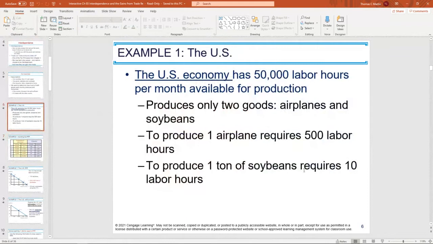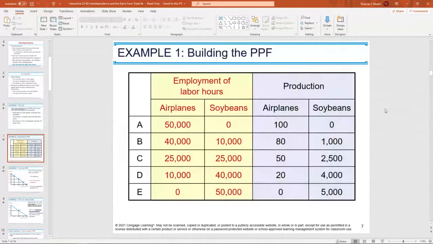To produce one ton of soybeans, it takes 10 hours. And if we look at this setup, employment, labor hours, and production, 50,000 hours is 100 airplanes, 40,000 is 80, 25,000 is 50, 10,000 is 20. But that same amount of labor, look at the soybeans that can be produced with the same amount of labor.